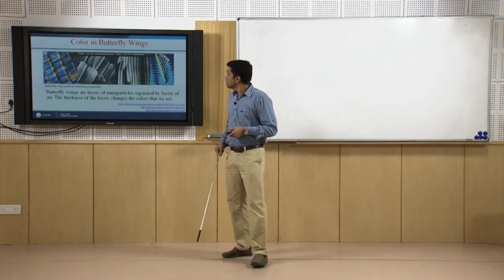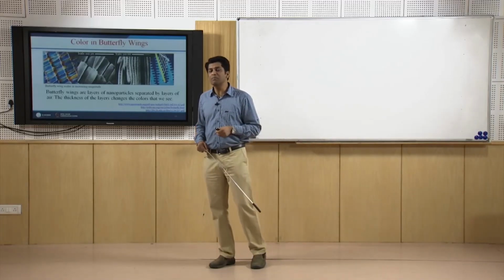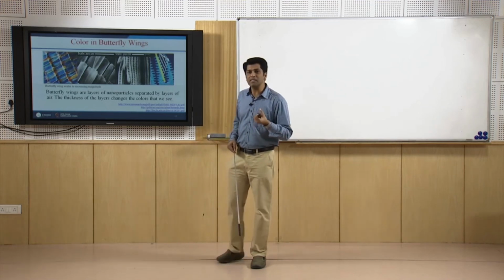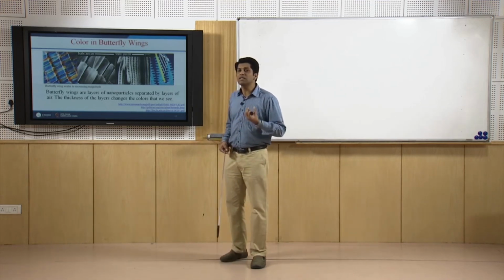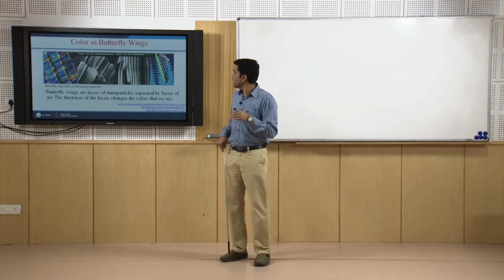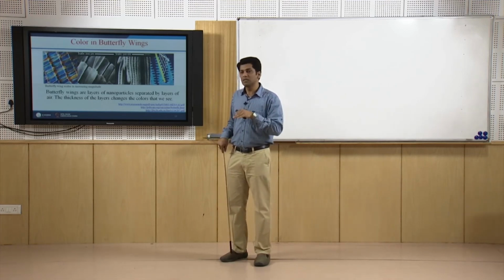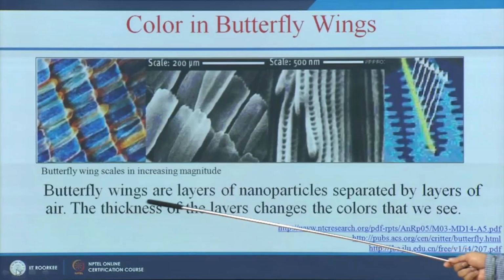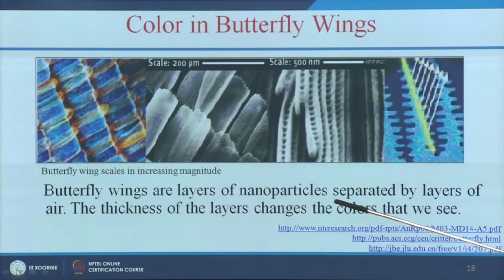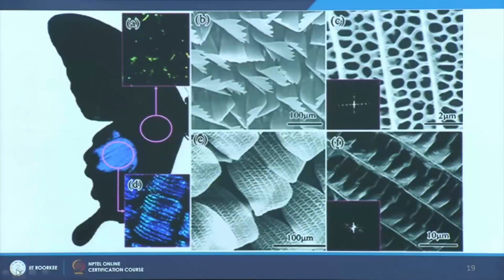Okay. So let us see some simple examples. You might have seen butterfly wings, which have a lot of beautiful colors. So what is the reason for these beautiful colors? If you look, again it is nanoscale arrangement. So what is the nanoscale arrangement? The butterfly wings are layers of nanoparticles separated by layers of air. So the thickness of the layers changes the color that we see. When you see the butterfly wings under the electron microscope, you will get this kind of nanoscale arrangement.